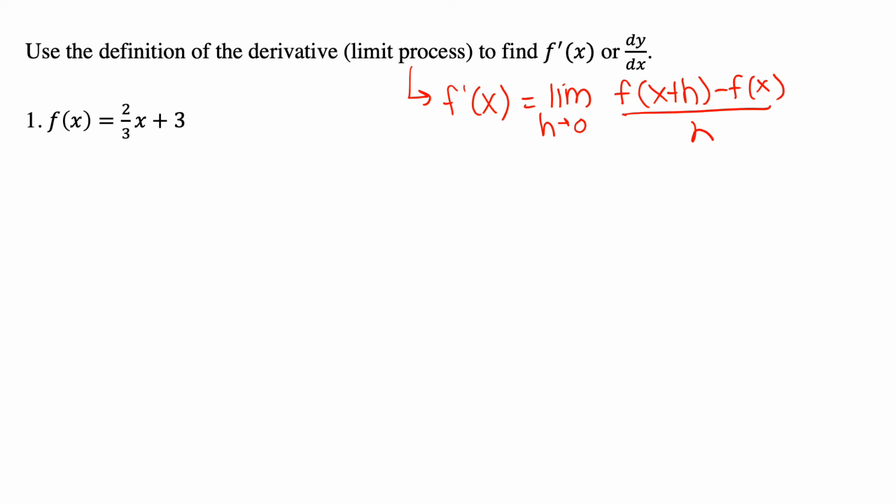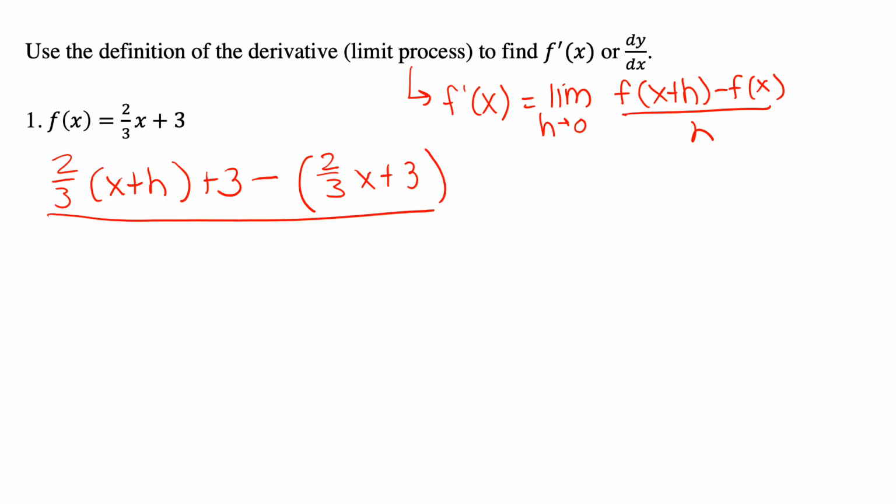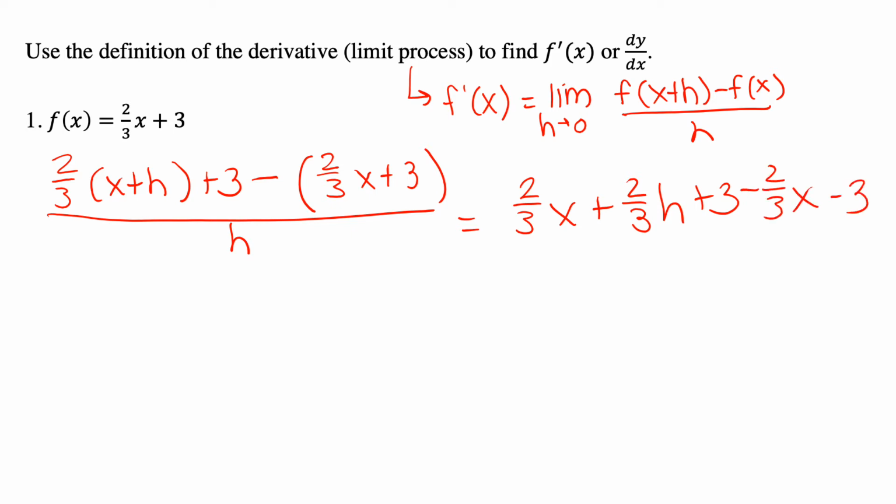So we're going to plug in our x plus h, so we have 2/3 times x plus h plus 3 minus our original function, so 2/3 x plus 3 all over h. Simplifying from here, we get 2/3 x plus 2/3 h plus 3. Distributing our negative, we get minus 2/3 x minus 3 all over h.